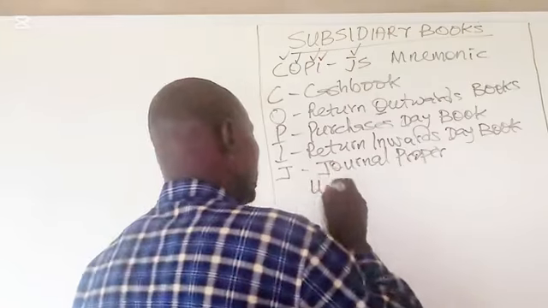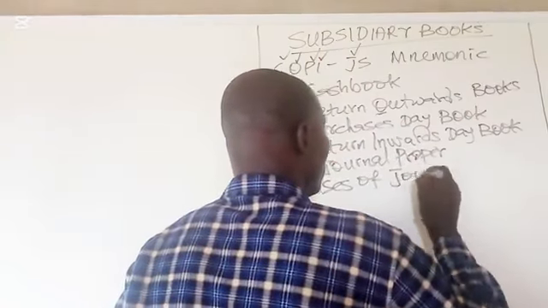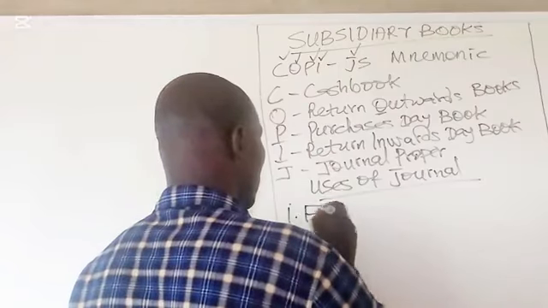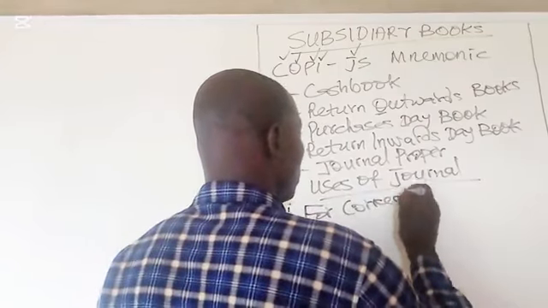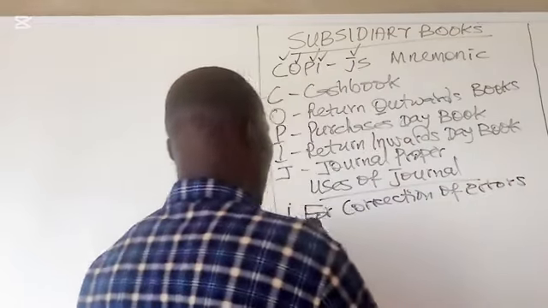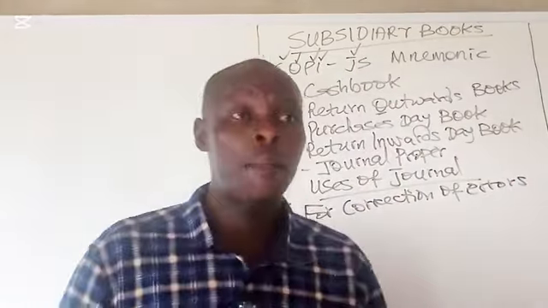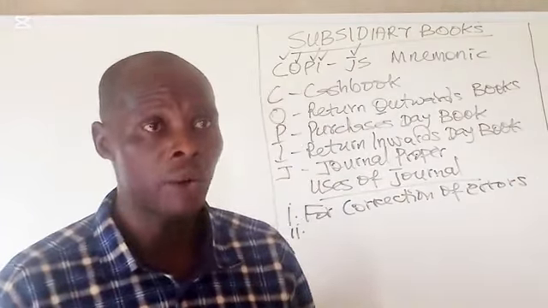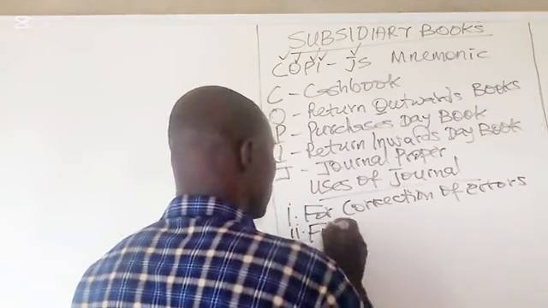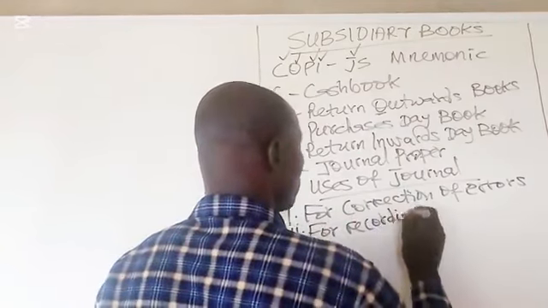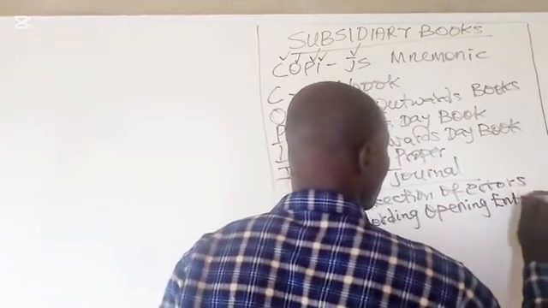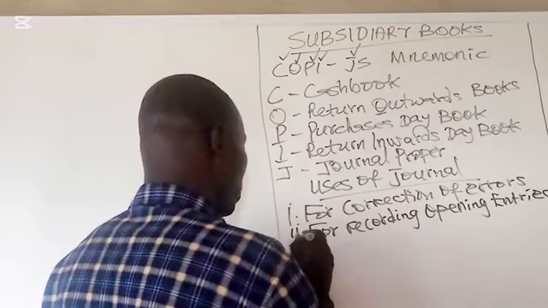So we have uses of journal. Number one use of journal is for correction of errors. Journal proper can be used for correcting errors. Number two, for recording the opening entries.